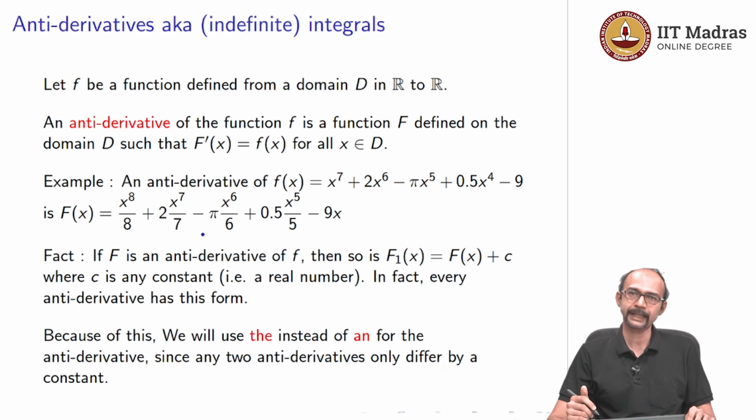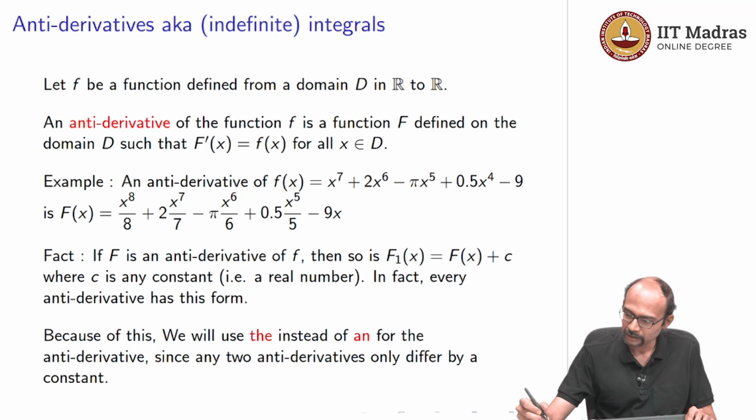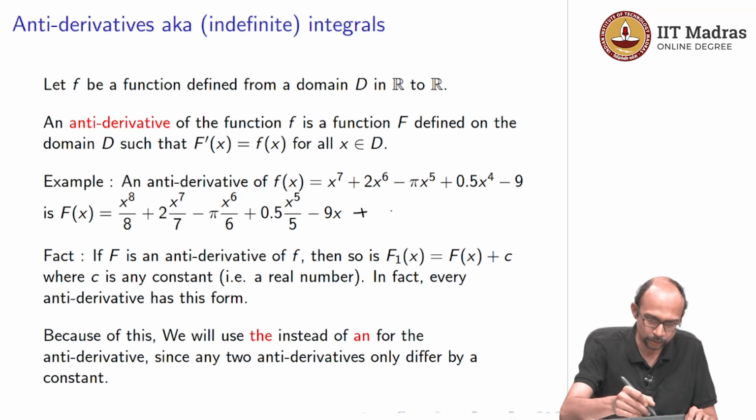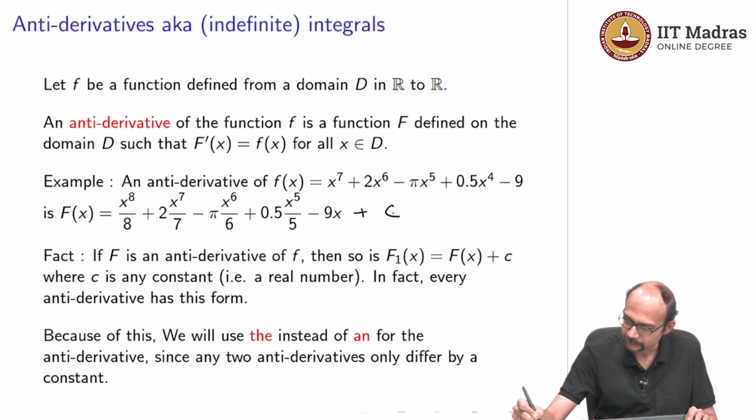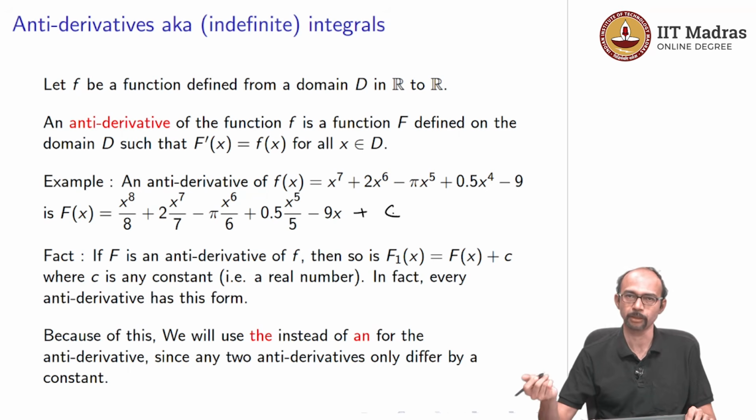So, when we write down the integral, we will always have this plus c. So, the correct way of writing down the antiderivative of little f of x here is capital F of x is this plus c, where c is some real number. That is how any antiderivative is going to look like. So, we will use "the" instead of "an" when we talk about antiderivatives.